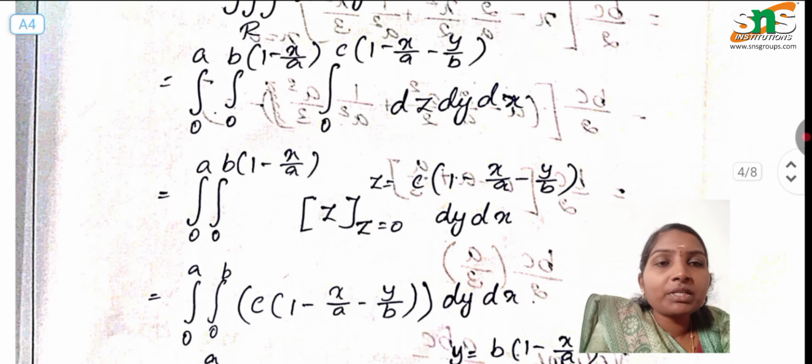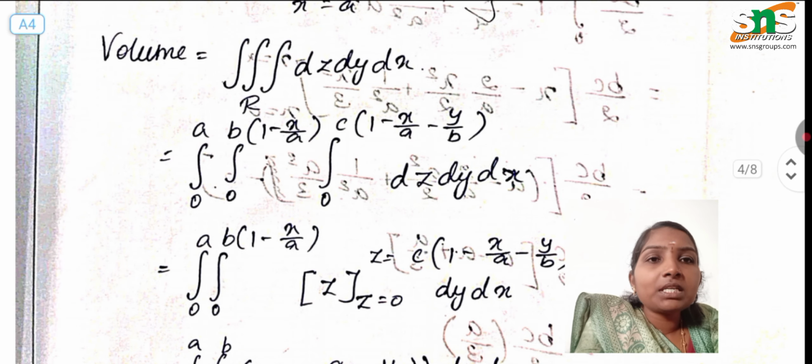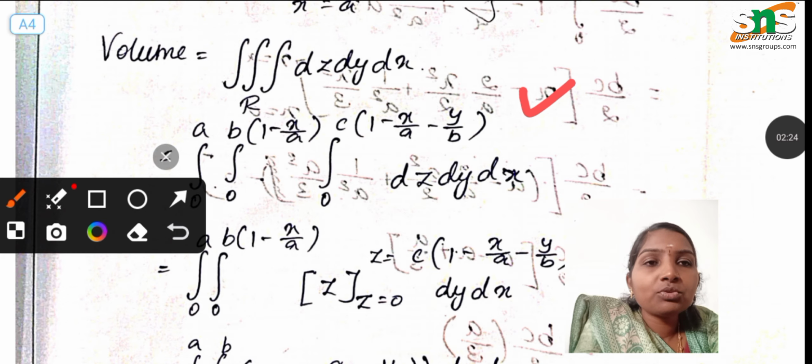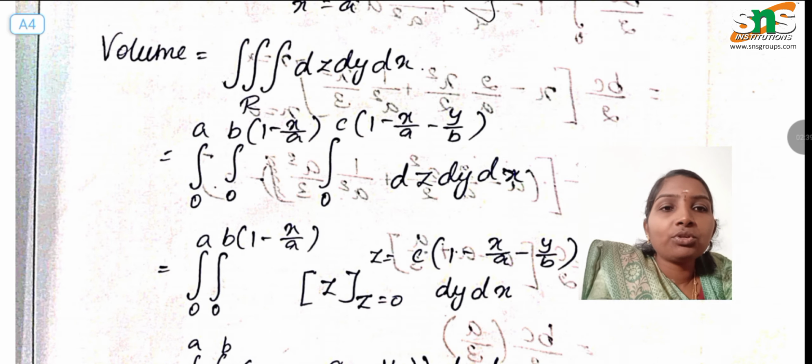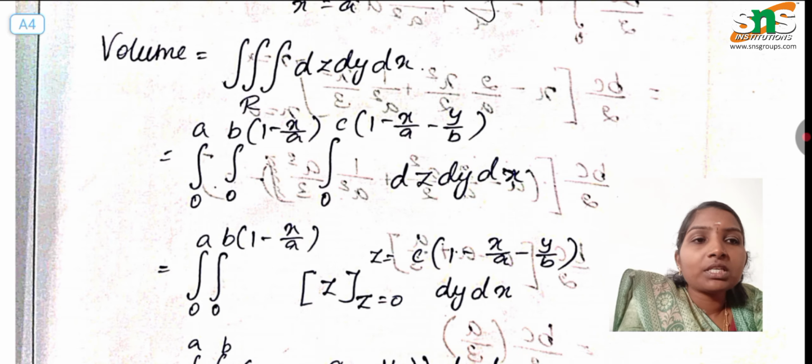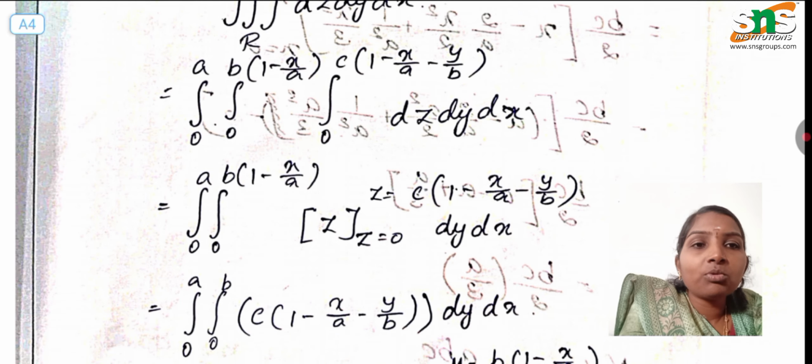Volume is equal to the triple integral over the region R of dz dy dx. What is your z limit? It is 0 to c into 1 minus x by a minus y by b. What is your y limit? It is 0 to b into 1 minus x by a. And what is your x limit? It is 0 to a. This is how we find the limits and substitute them in the volume. On integrating with respect to z, we will have z alone within the limits 0 to c into 1 minus x by a minus y by b, dy dx.